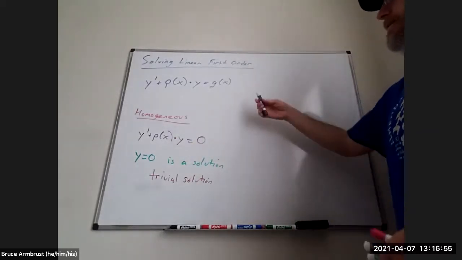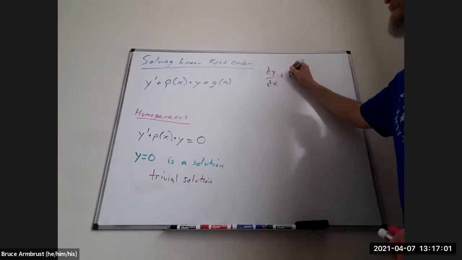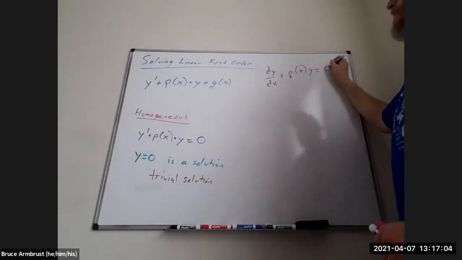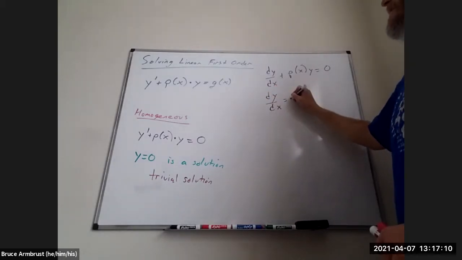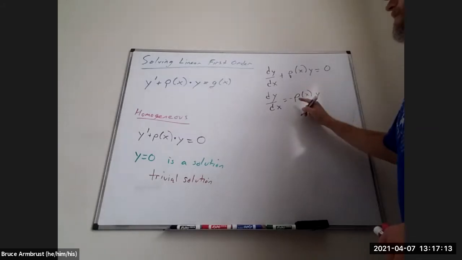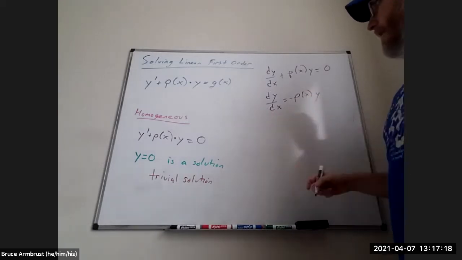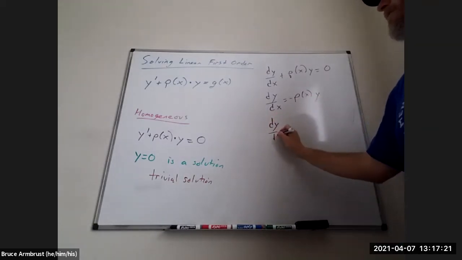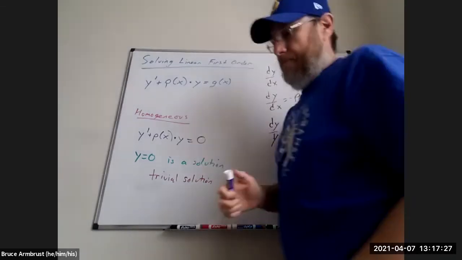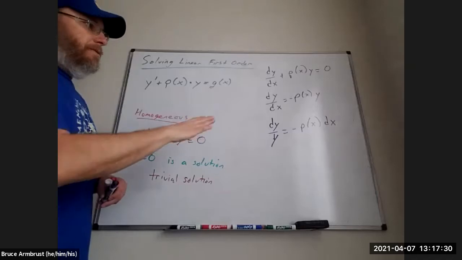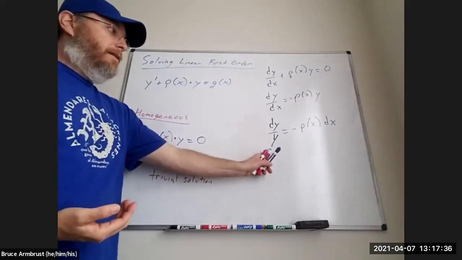So let's just do this generically. The y prime plus p of x y, I'm going to write that as dy dx plus p of x y equals 0. And I'm just going to do a little bit of algebra. I'll move that p of x times y to the other side. Make that a minus. And then I'm going to move things around a little bit. So I get dy over y is equal to negative p of x dx. So there was just a little bit of algebra, and I separated it. So I've got my y's on one side and my x's on the other.